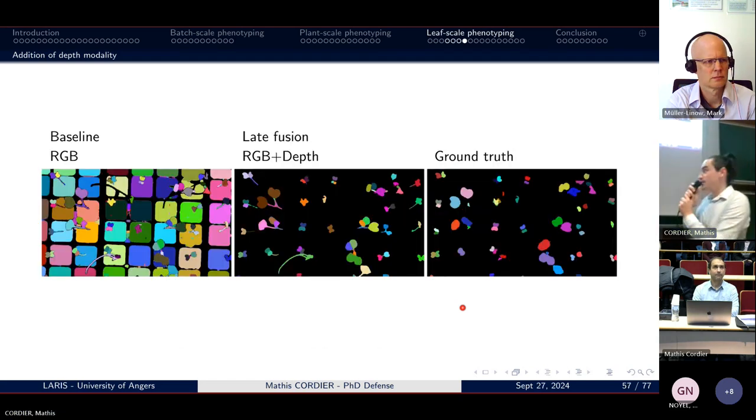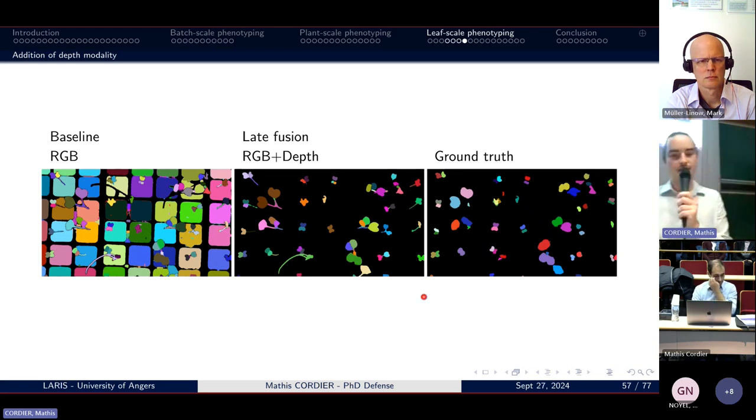So here we have some visualization. Starting from the baseline with the Segment Anything Model generator on the left on RGB images, when we apply the late fusion, we are able to select only objects corresponding to instances corresponding to the plants. At the semantic level, we have something which is really close to the ground truth, but we can see that we have leaves cut and the aggregation of leaves inside instances.